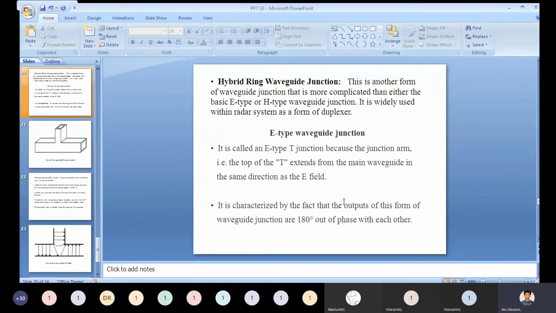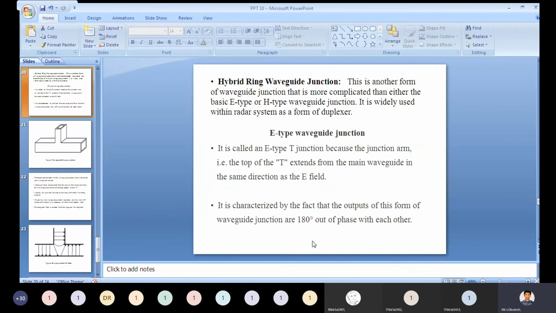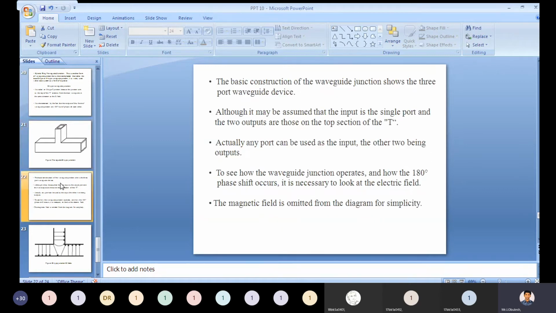It is characterized by the fact that the outputs of this waveguide junction are 180 degrees out of phase with each other. We already discussed, right? See this, the top of the T extends from the main waveguide in the same direction as the E field. This is the E-type waveguide junction.